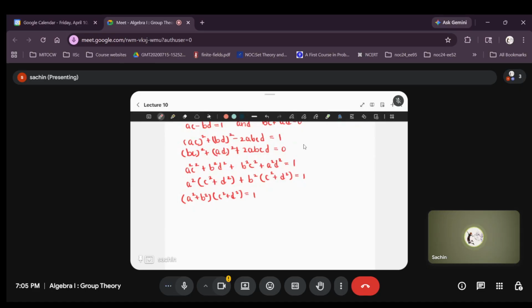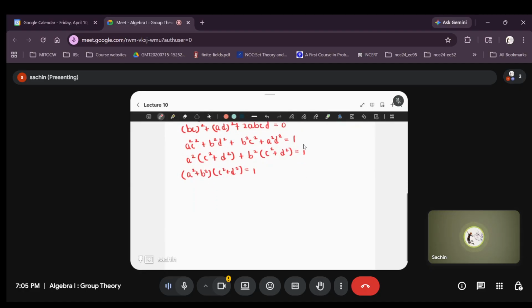So what two integers when you multiply can give you one? There are not many options, right? But a square plus b square would be a positive number because it's a sum of squares. So it has to be one. This means that a square plus b square must be one.